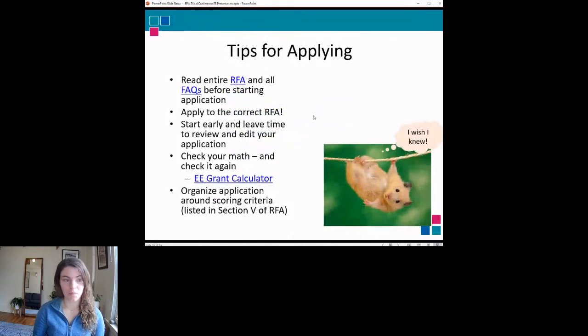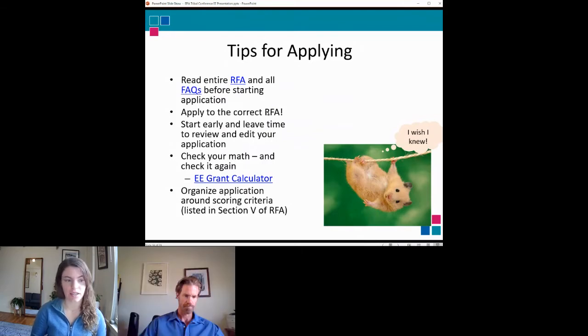And some tips for applying. Again, the request for application, or RFA, is really the best resource for you. It is very detailed, and it is important to read that thoroughly. There are also some great FAQ resources, which are again linked here. And make sure you're looking at the correct RFA. There is a different one for each of the 10 EPA regions. They are all the same, except there's a different contact person. The Region 9 contact is myself, but make sure you're looking at that correct region.